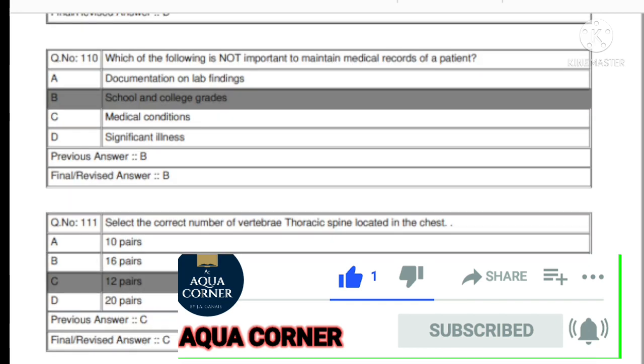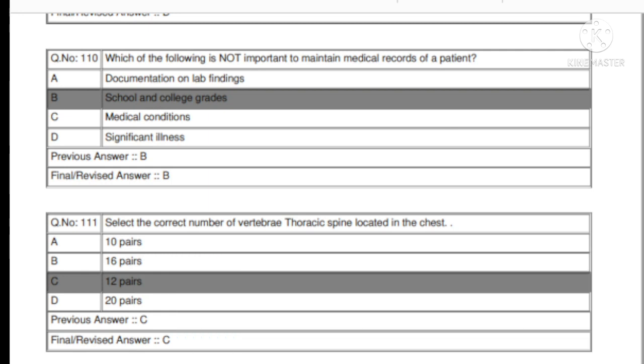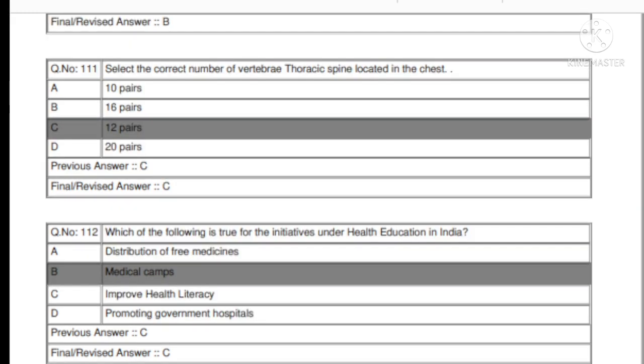Question number 110. Which of the following is not important to maintain medical records of a patient? A. Documentation on lab findings. B. School and college grades. C. Medical conditions. D. Significant illness. So A, C and D are required for medical records of a patient. B is not required. So B is its answer, school and college grades.